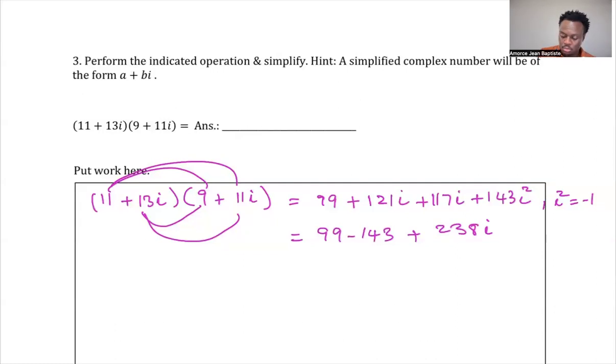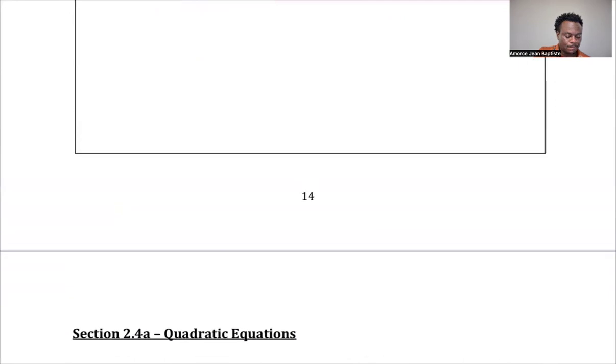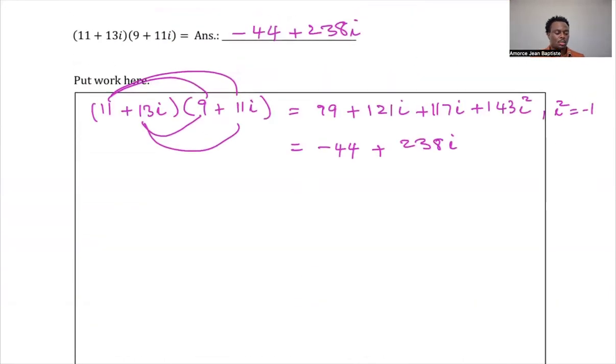And then finally, 99 minus 143 is -44. So the answer is negative 44 plus 238i. So that was it for the third lesson of chapter 2.